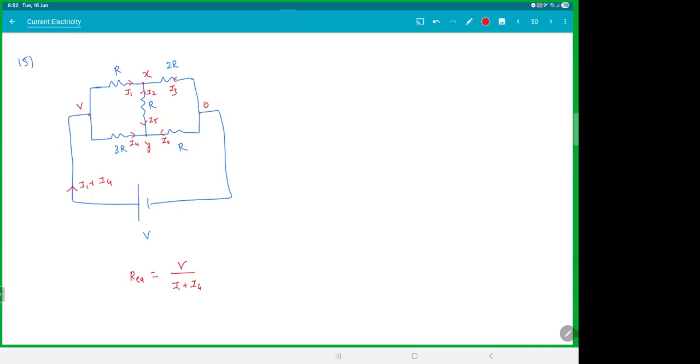Now solve. It's important you solve on your own. If you don't solve a question till the end, till you get an answer, what happens in the exam, right? That's why some of your calculations are so slow.